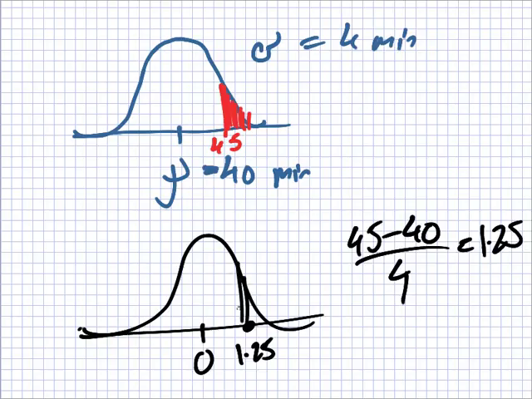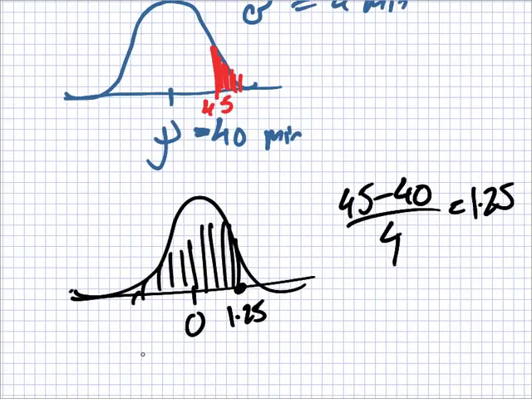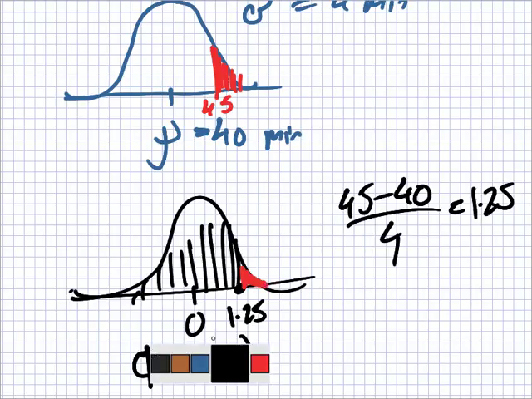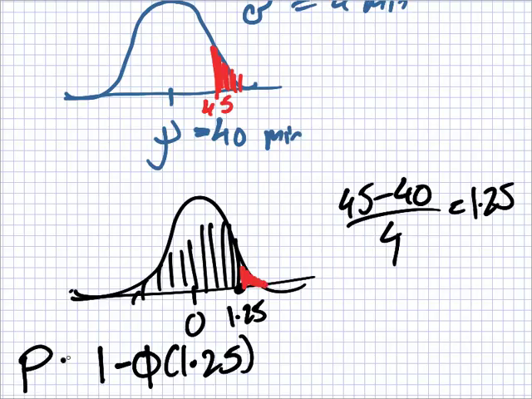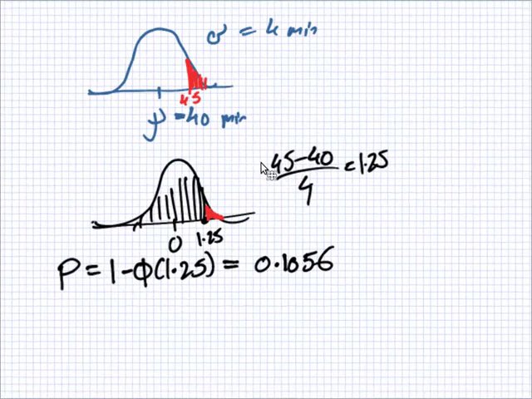Okay, so if I look in the formula book, I can get this area easily. So that's the area of 1.25. But I don't want that area. I want this one. So what should I do here? 1 minus. Okay, so what do I get for that now, please? 0.1. Like this? Okay, let's have a look at the next part now.